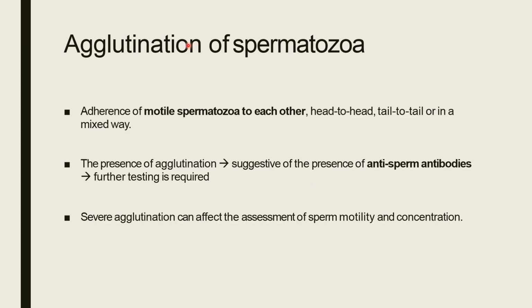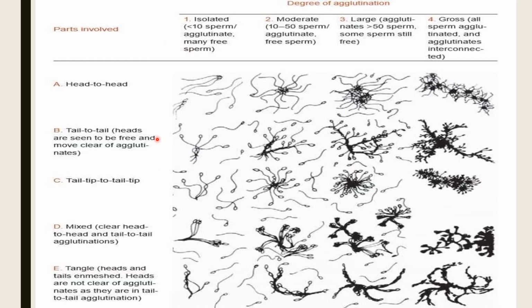There could be agglutination of spermatozoa, depicted through adherence of motile spermatozoa to each other, head to head, or tail to tail, or in a mixed way. The presence of agglutination shows the presence of anti-sperm antibodies that need further testing. And severe agglutination would affect the assessment of sperm motility and concentration. Here in this diagram we can see the sperms attached head to head. So that agglutination could be due to anti-sperm antibodies.